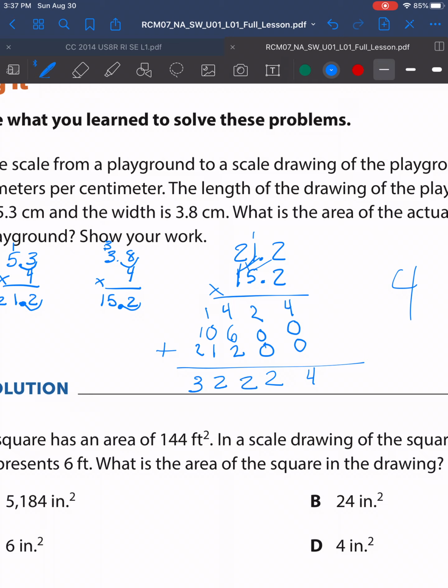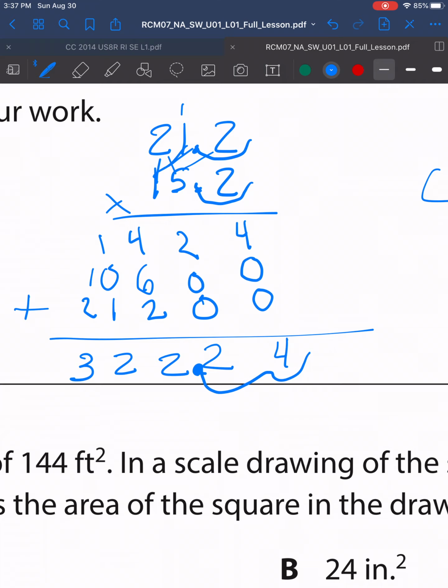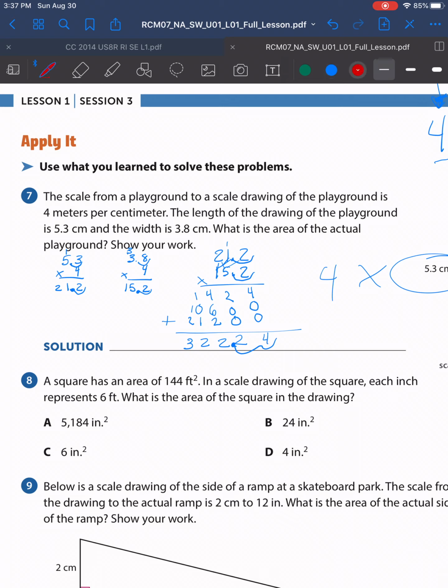Okay, now when you multiply with decimals, you count how many places in at the very end. So we go 1 and 2. So that means in my answer, I'm going to go 1, 2. So my final answer is the area of the actual playground is 322.24 meters squared. Now that's not my final answer on my paper because I need to label. So I'm just going to rewrite it right here. Remember, squared because it is area.